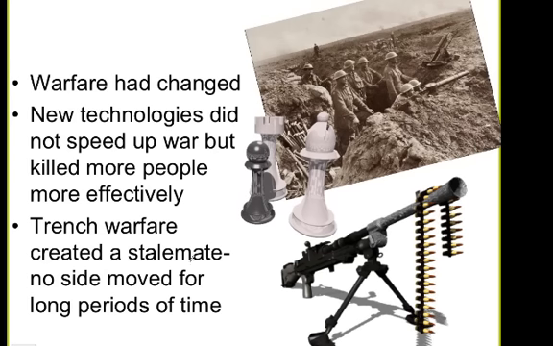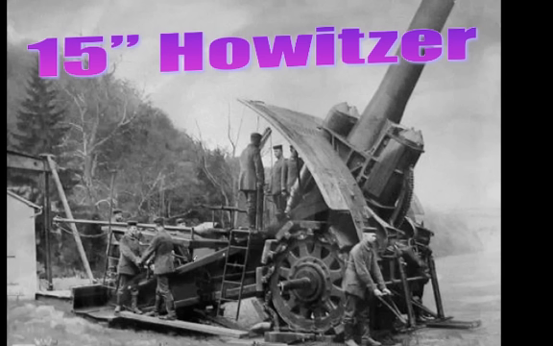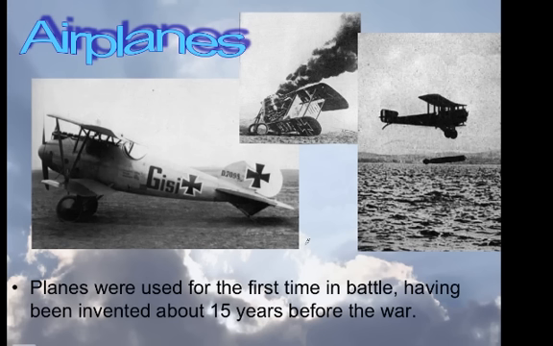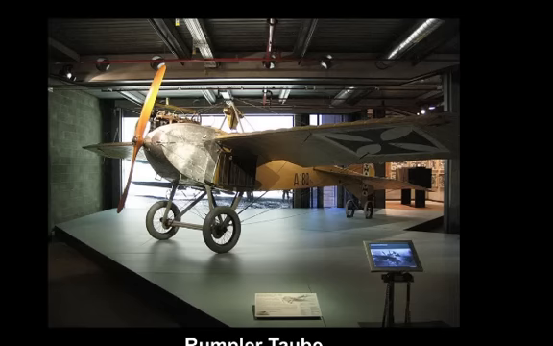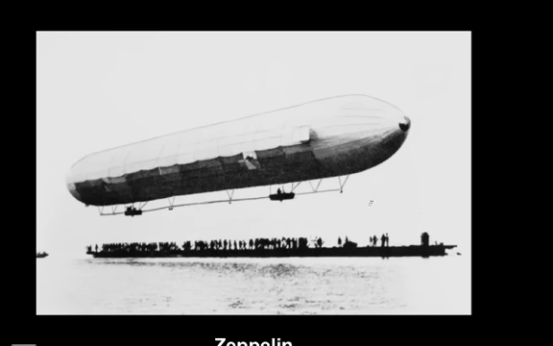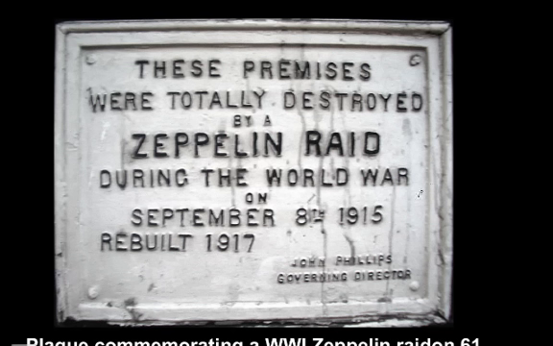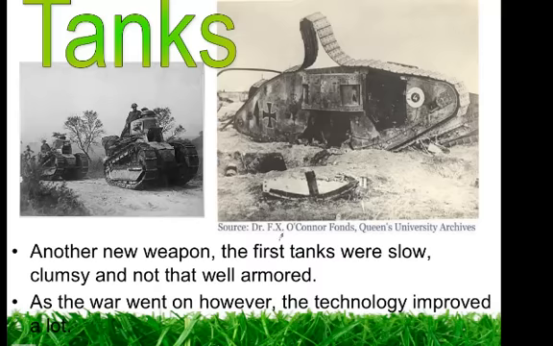We're going to talk about some of the new weapons. Technology warfare created a stalemate. No side moved in for periods of time. You see the howitzer. Imagine the devastating ability that gun could have. Both sides started to use airplanes. We also see the use of the Zeppelin. We'll talk about that a little bit more in class. Here you can see premises totally destroyed by a Zeppelin raid, which I couldn't imagine being very fast.